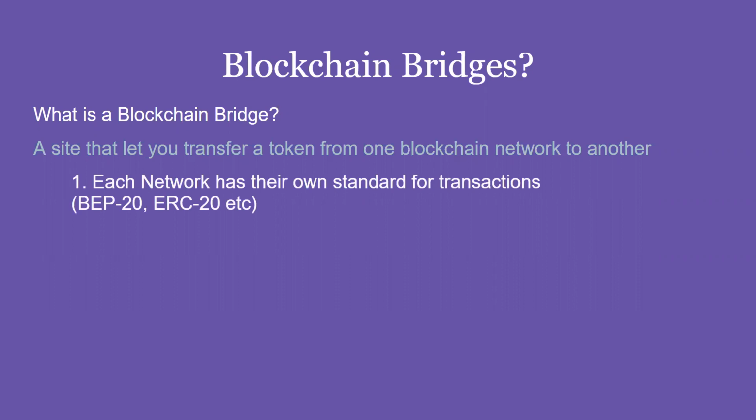Each network has its own standard for transactions, and for Binance or BSC, the standard is called BEP20. You don't need to remember this, but it's good to know that each network has its own transaction standard. And for Ethereum, for example, it's called ERC20. So if you have your tokens stored on the BEP20 network, you can't just send them over the ERC20 network, because then you're going to lose your tokens. That's why you need a bridge. You first need to bridge them over to the other network before you can send them over that network.